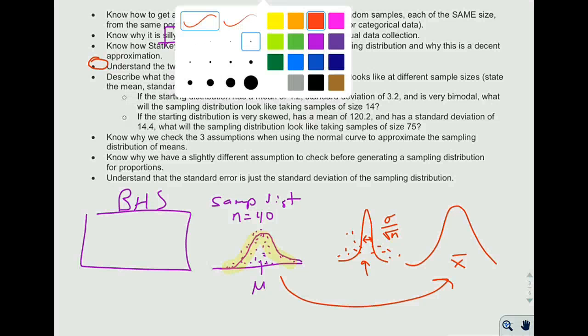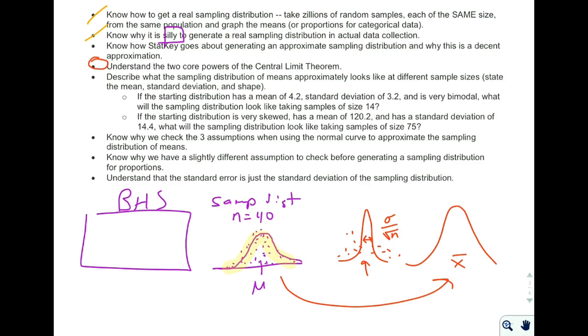Getting back to our list, let's see what things we've checked off. We've talked about these first ones. We talked about the central limit theorem. I skipped this section. We're going to go back to that. Our three assumptions for means, we just talked about that, making sure that it's going to give us that normal curve that we expect.